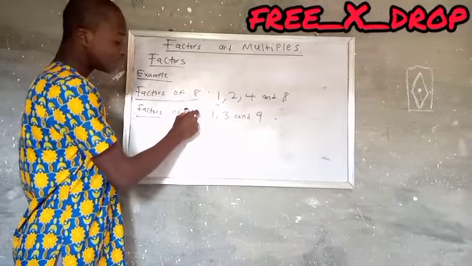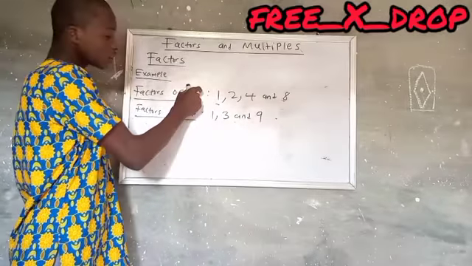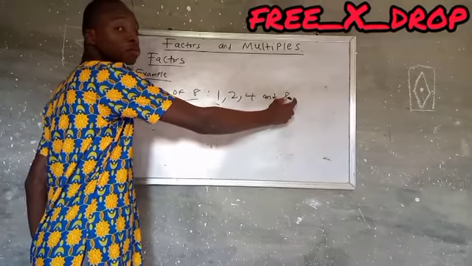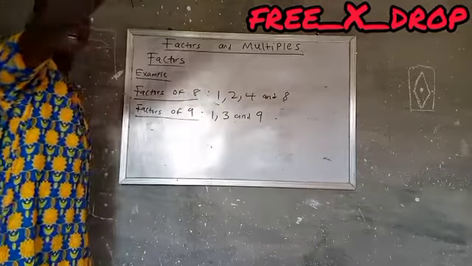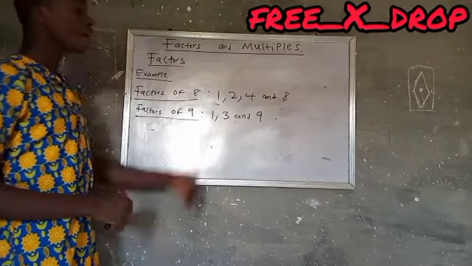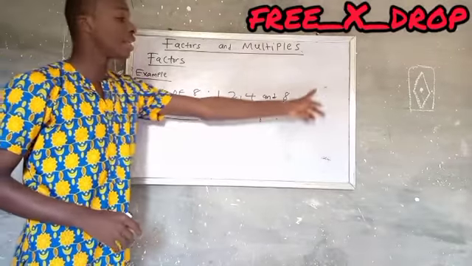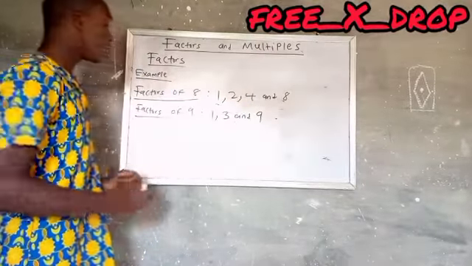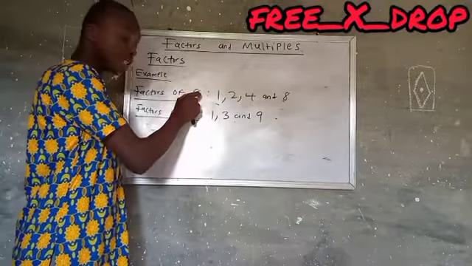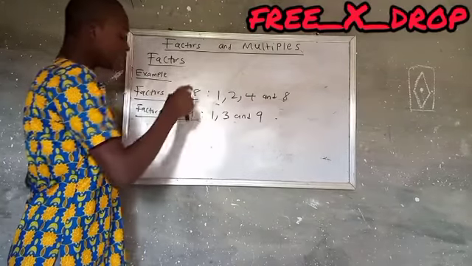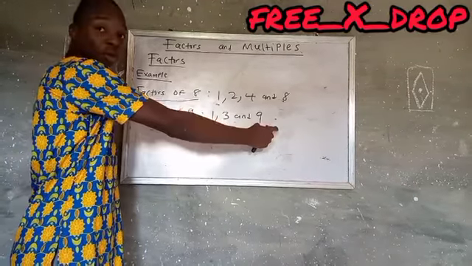You stop at the number you are solving for. You are solving for 8. Your last answer must be 8. Anything bigger than 8 is not among the factors. Don't go and be trying 9, 10, 11, 12. No, it's not a factor. So if they say find the factor of 8, the last number must be 8. If they say find the factor of 9, the last number must be 9.